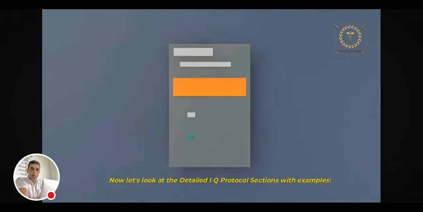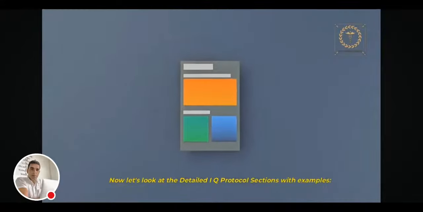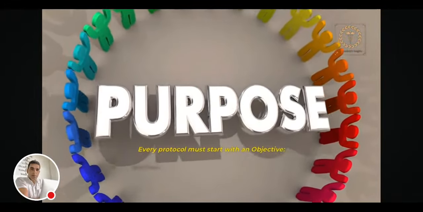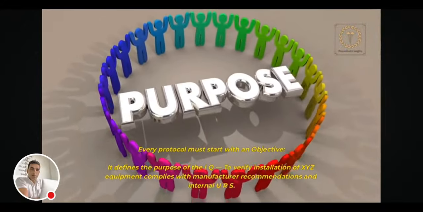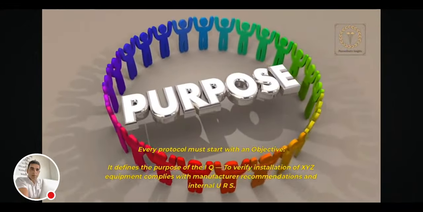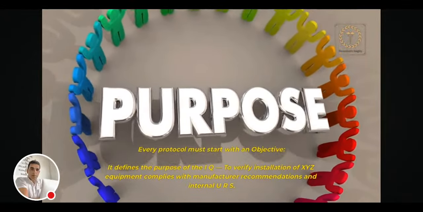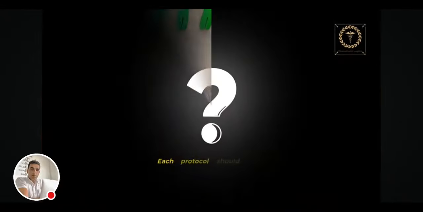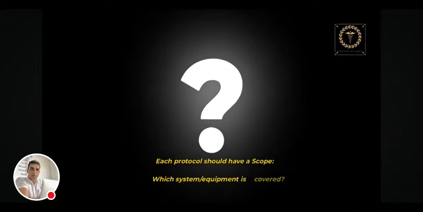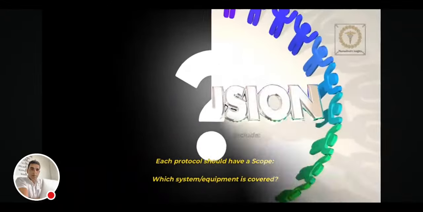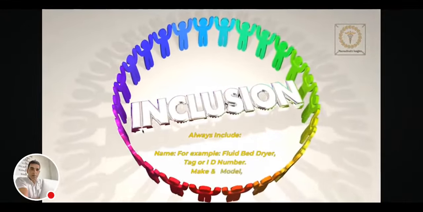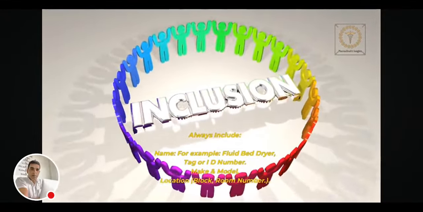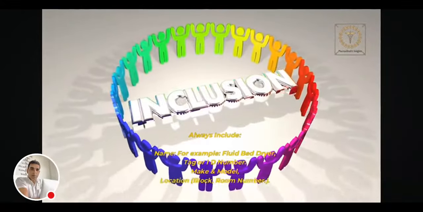Now let's look at the detailed IQ protocol sections with examples. Every protocol must start with an objective. It defines the purpose of the IQ, to verify installation of XYZ equipment complies with manufacturer recommendations and internal URS. Each protocol should have a scope. Which system, equipment is covered? Always include name, for example, fluid bed dryer, tag or ID number, make and model, location, block, room number.